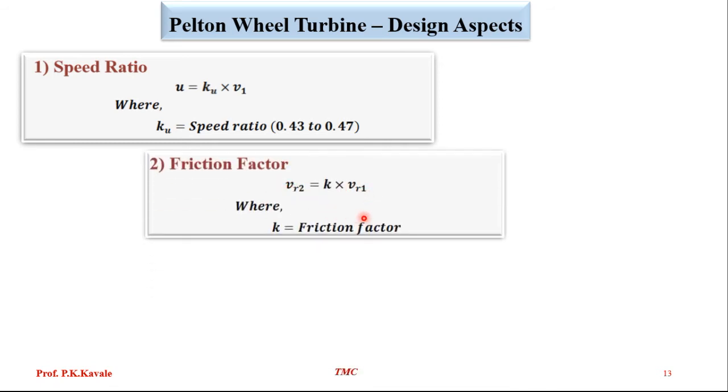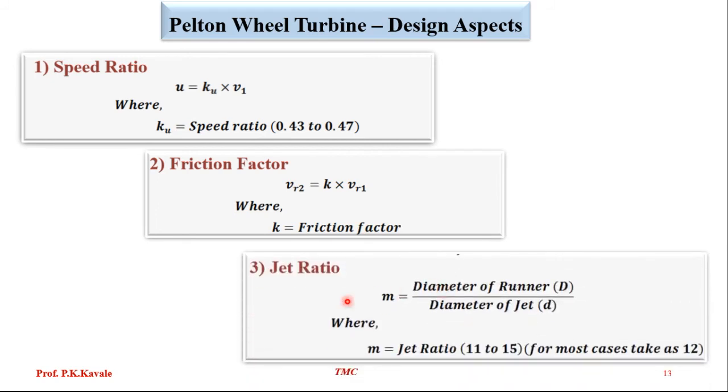Then friction factor. When the jet is striking, the jet is gliding, so there is always friction. The friction factor is considered as K. Relative velocity. Jet ratio is nothing but the diameter of the runner D and the diameter of the jet, so M is equal to the jet ratio, normally 11 to 15.